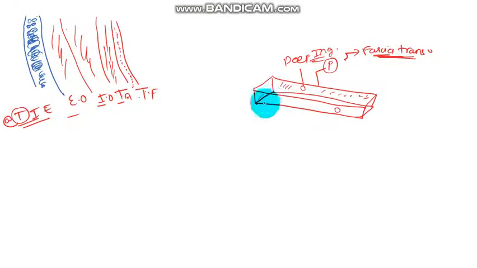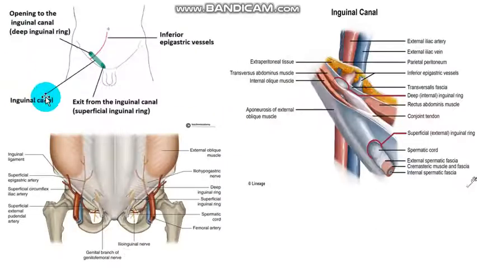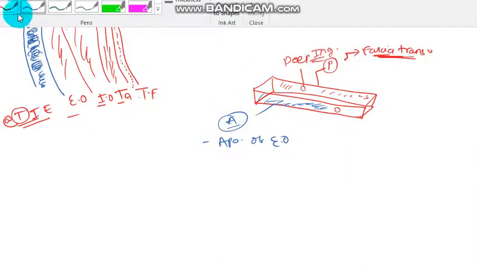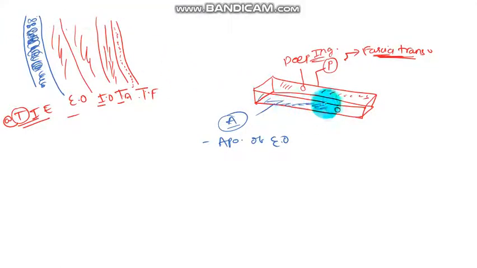Then we have the anterior wall. This is the anterior wall, which is formed by the aponeurosis of the external oblique muscle. We can see in this diagram, this is the external oblique muscle, and this is the aponeurosis, which is forming the anterior inguinal wall, the boundary. And then we have the floor and the roof. So let's talk about the floor first.